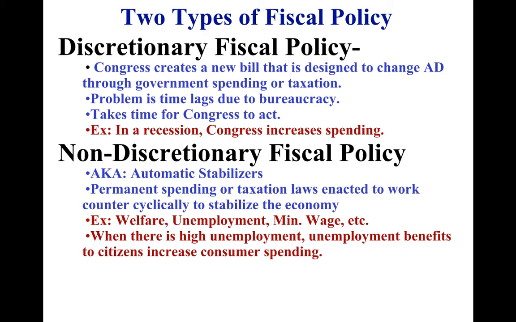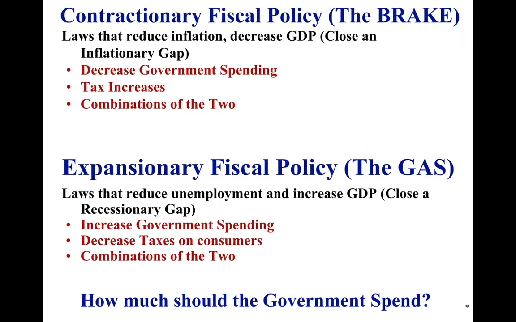Discretionary fiscal policy has to be passed by Congress. So it's a new bill that is designed to change aggregate demand through government spending or taxation. Okay, so in a recession, Congress might pass a bill to increase spending. There are some problems with this. It takes some time. There's bureaucracy, as we know, between Democrats and Republicans to be able to pass bills, but that's what it's intended for, to change aggregate demand.